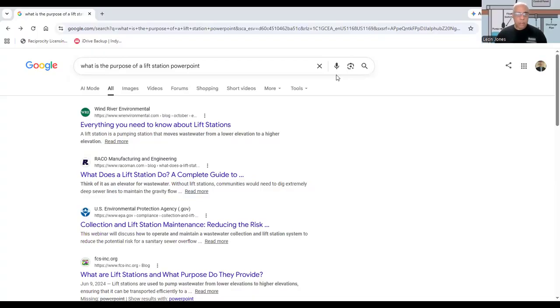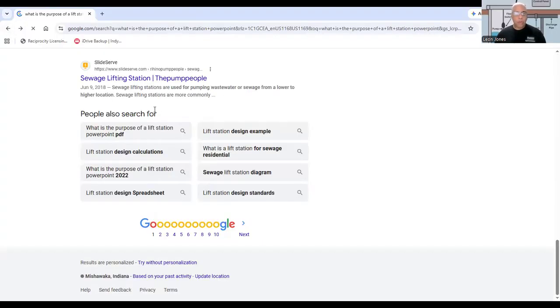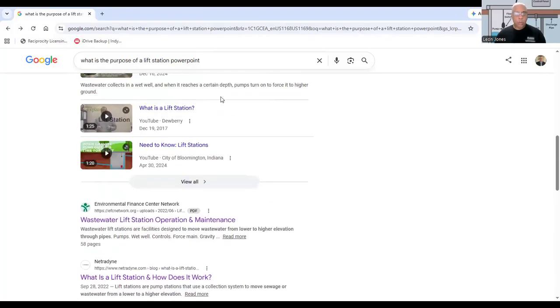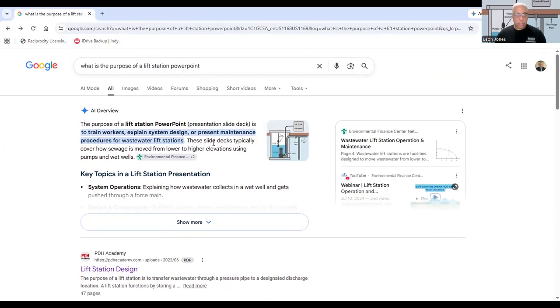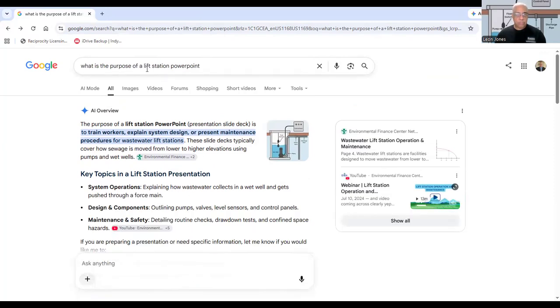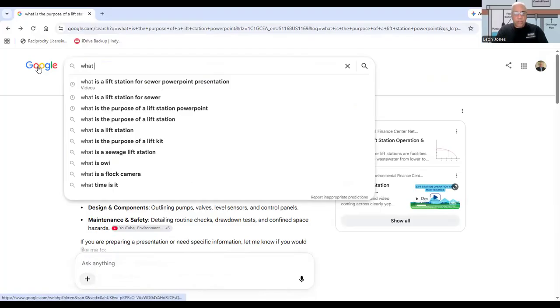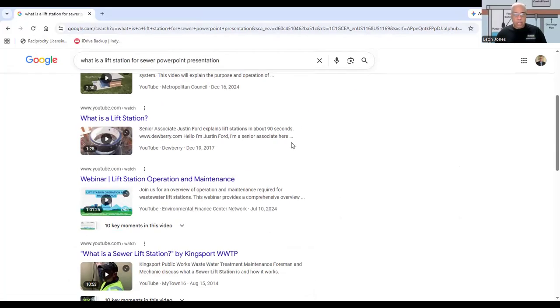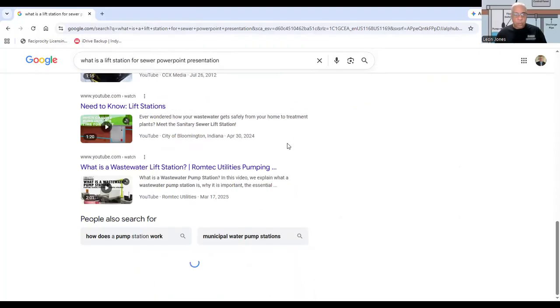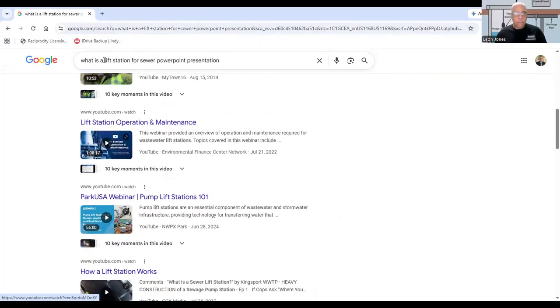And again, we want to get into some information on what is the purpose of a lift station. So what is a lift station and what is the purpose of a lift station? Okay. So we're going to find something interesting.